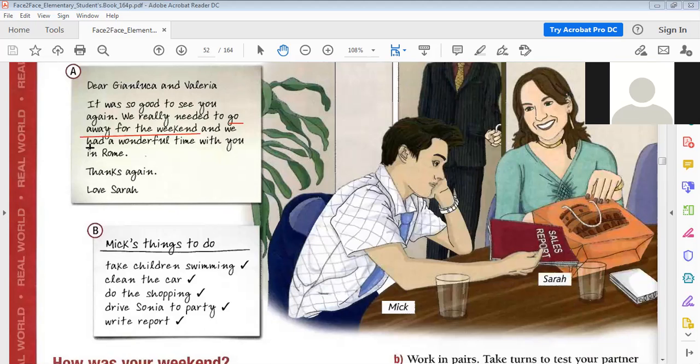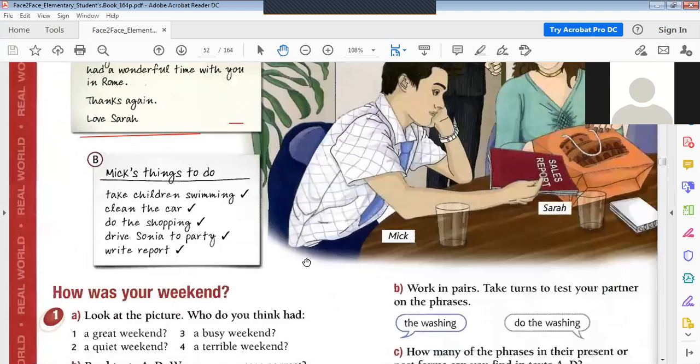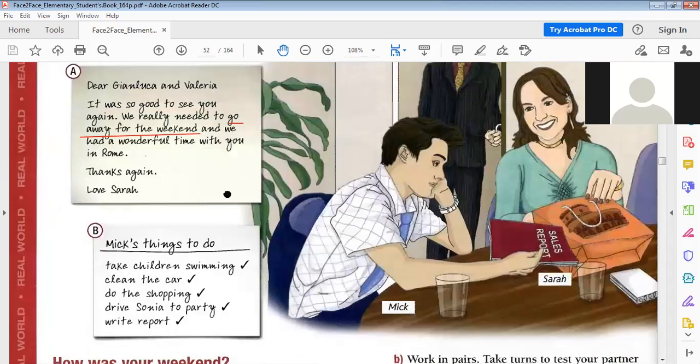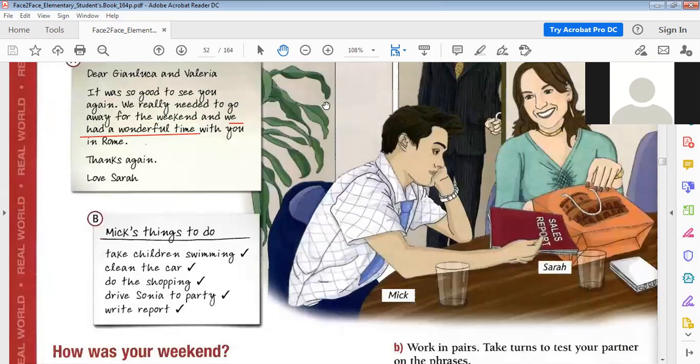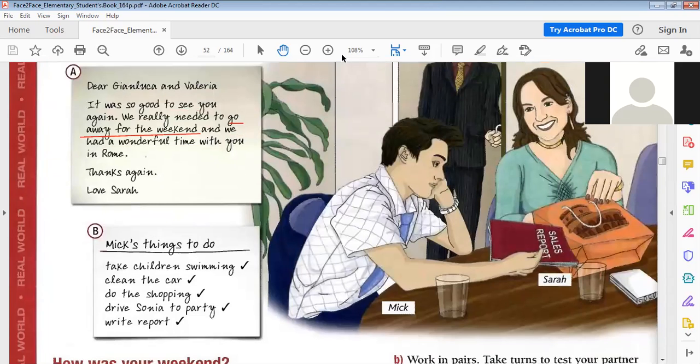Had a wonderful time. Do we have a wonderful time? Have a cold, and yes, Anna, have a wonderful time. We have a bad cold and have a wonderful time. B, do the shopping. Okay, correct. Do the shopping. Clean the car. Write report. Report, yes. That's correct. All right, very nice.